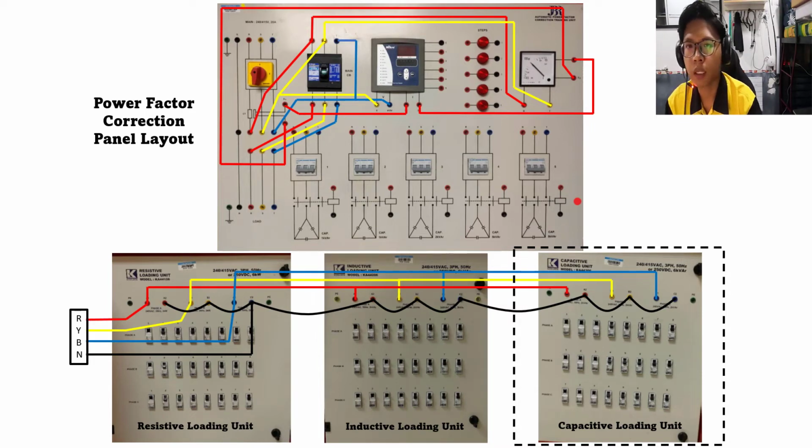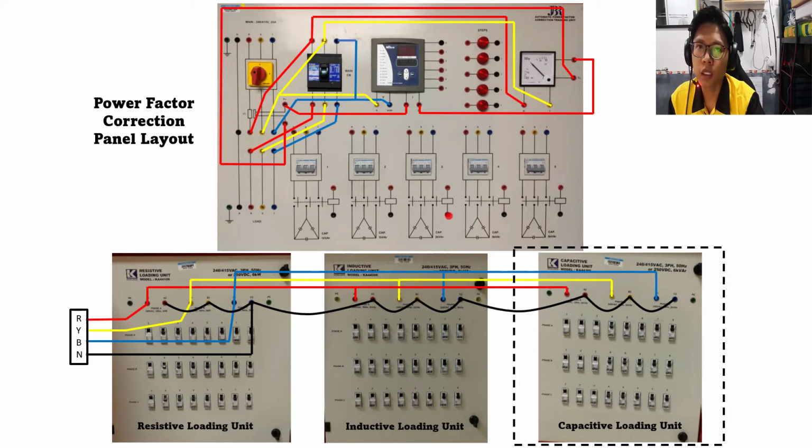Today I will explain the connection for activity 1 in the lab, which is the power factor correction. This is the setup for this activity: the first one is the power factor correction panel layout, this one is the resistive loading unit, this one is the inductive loading unit, and the last one is the capacitive loading unit. For this exercise we need to conduct two activities: the first one is without using the capacitive loading unit, and the second one is using the capacitive loading unit.